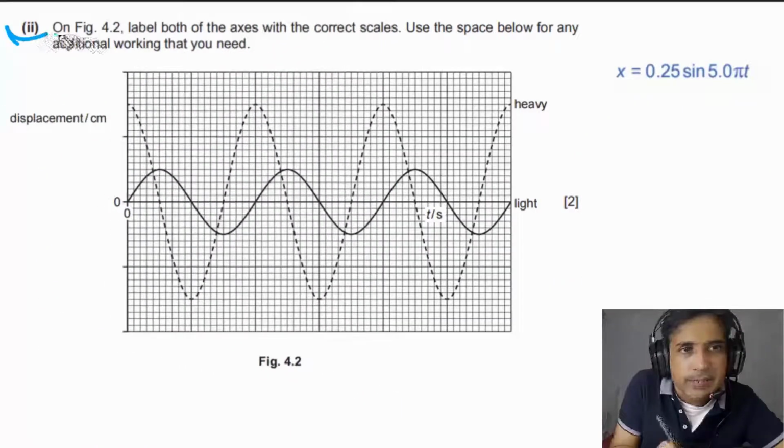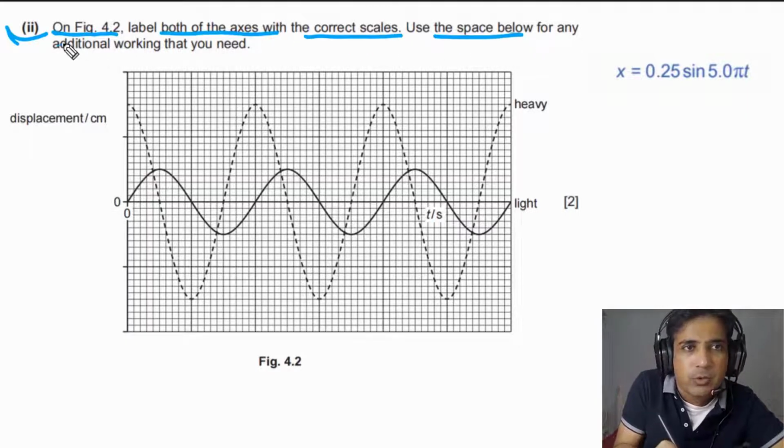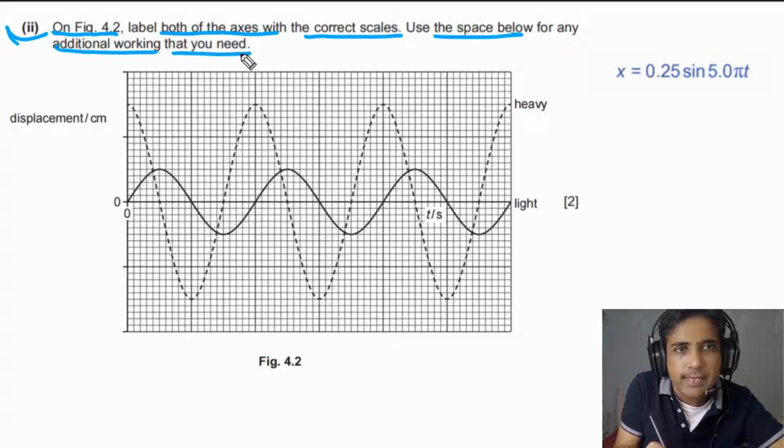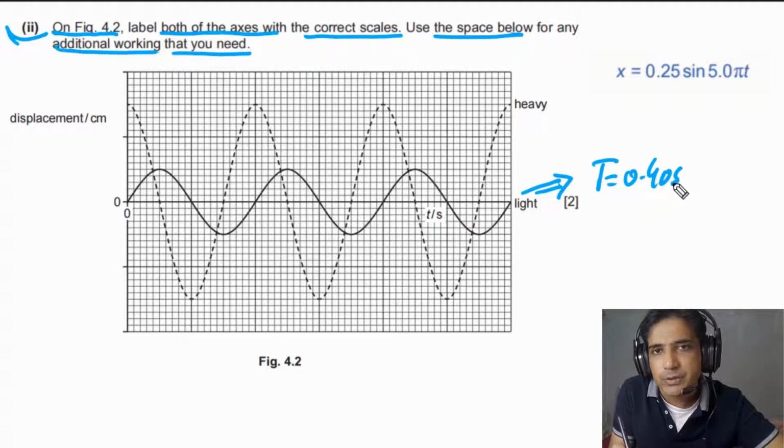For the second part on figure 4.2, we need to label both of the axes with correct scales. Use the space below for any additional working that you need. For this question, we have already calculated for the light pendulum that the time period is equal to 0.40 seconds and the amplitude is equal to 0.25 centimeters. You can just read the amplitude directly from here.